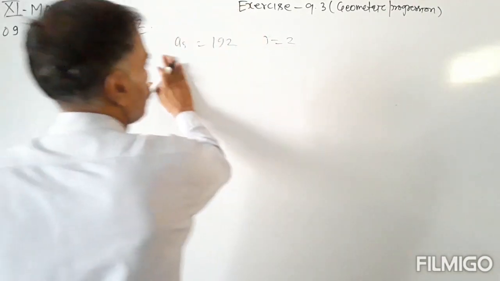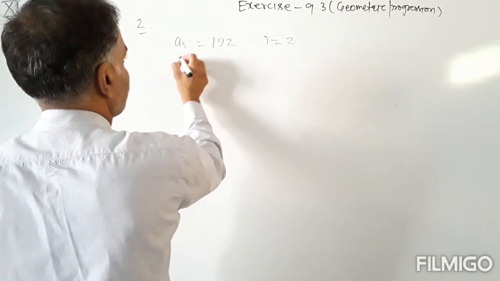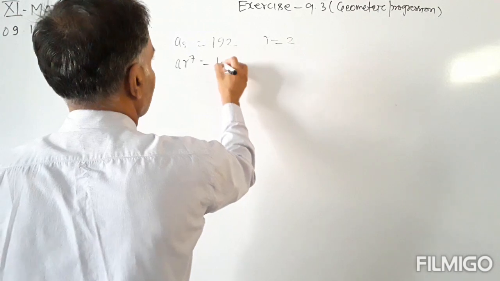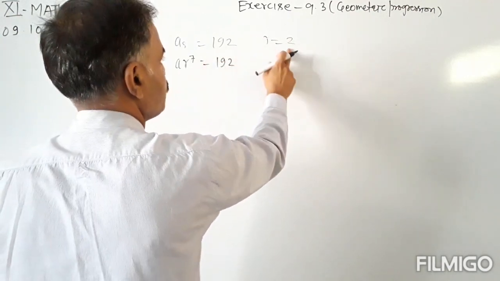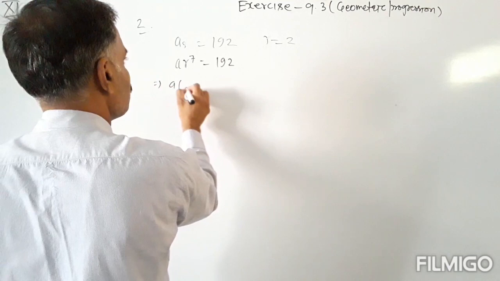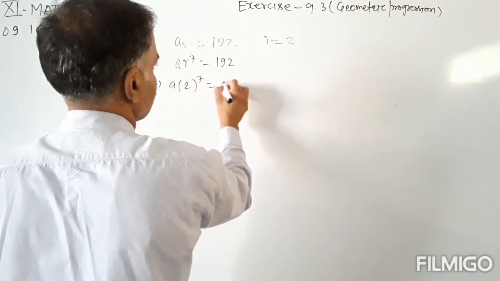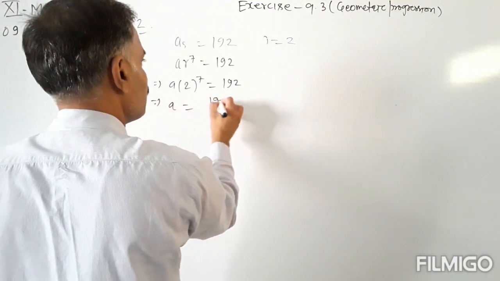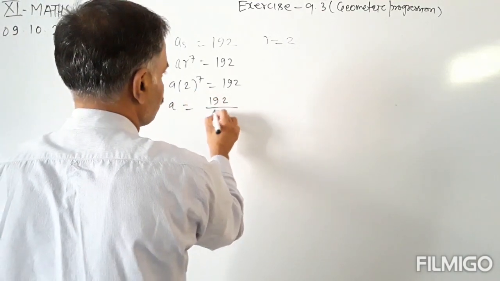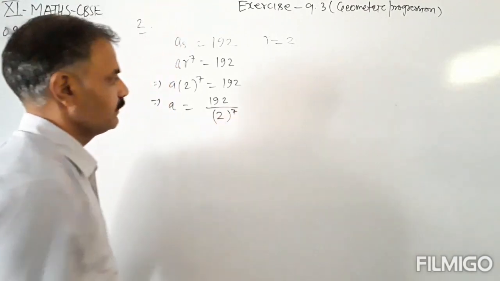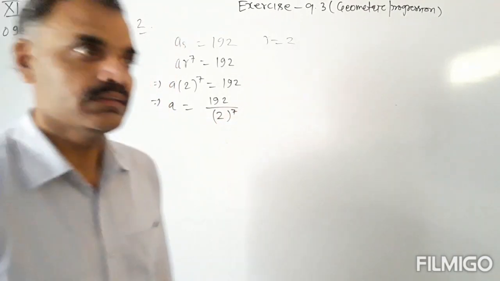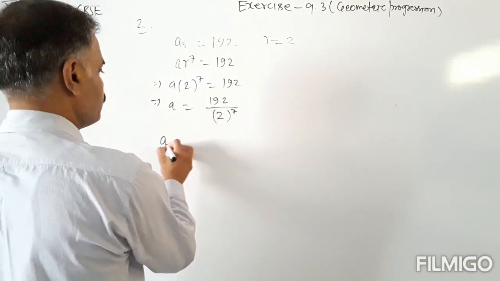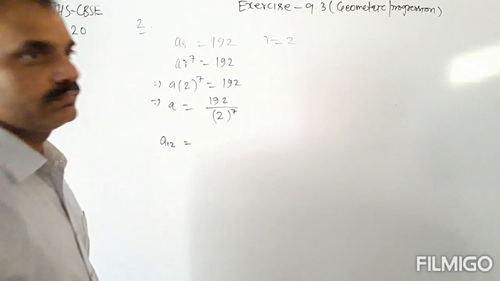Using this, A8 means A R to the power 7 is equal to 192. R is given as 2, so A into 2 to the power 7 is equal to 192. So A is equal to 192 divided by 2 to the power 7. This is the first term. Now we have to find the 12th term, A12.